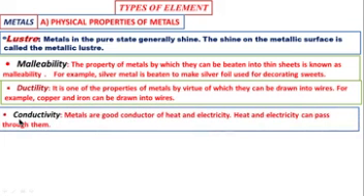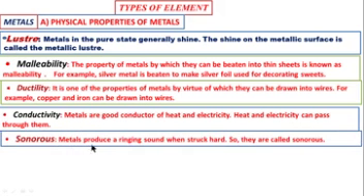Another physical property of metals, conductivity. Metals are good conductors of heat and electricity. Heat and electricity can pass through them, and therefore conducting wires are generally made of metallic material like aluminum and copper.